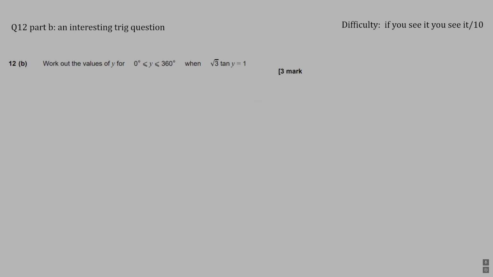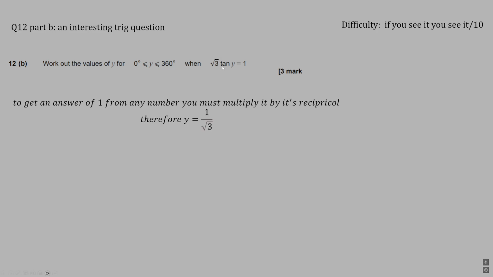Right, so this is a quite interesting trig question. This is after the filler question. The main thing you need to know is if you want root 3 times something to equal 1, you need it to be the reciprocal of that number. Therefore, we know that y has to equal 1 over root 3. And we know that tan 30 and tan 210 from their exact trig values and trig graphs should equal 1 over root 3. So y equals 30, y equals 210. Not too difficult technically, but you have to see it to see it.